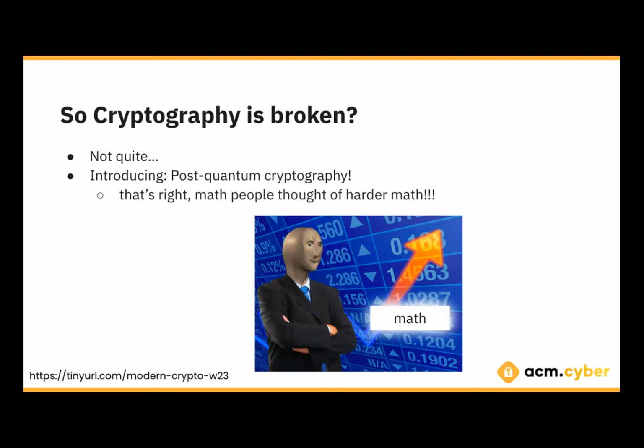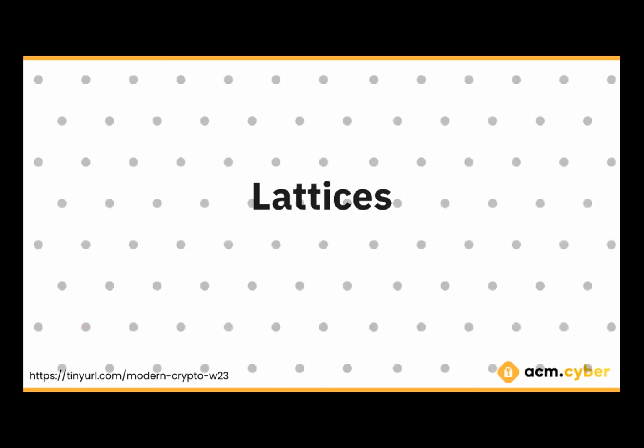So not the most powerful computers right now, but because math people are looking out into the future, they want to do something that quantum computers cannot break in polynomial time. So math people thought of harder math and thought of post-quantum cryptography. Okay, so now this is the final portion that I'll be talking about, which is lattices.